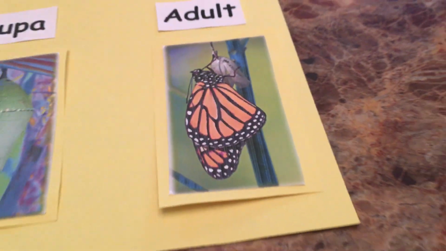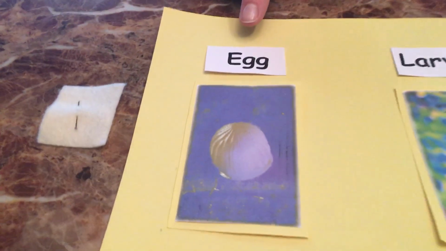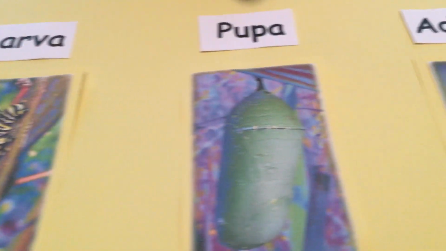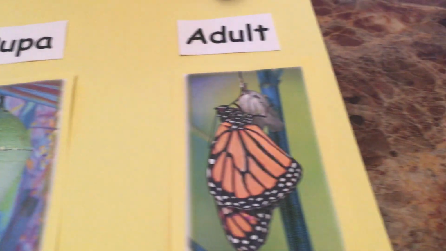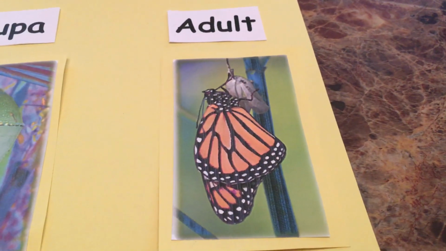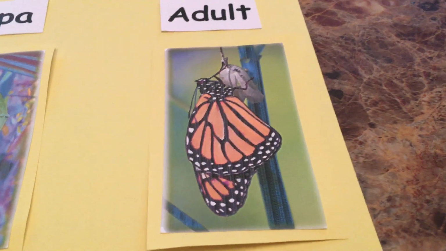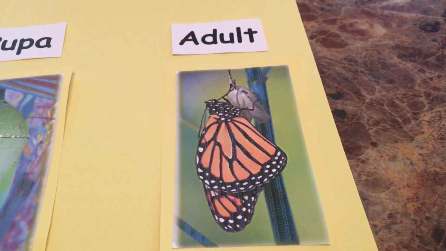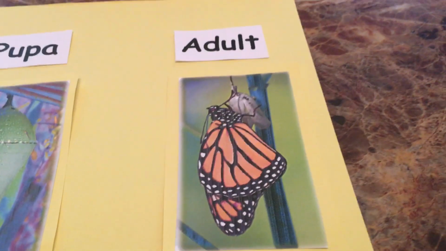So boys and girls, let's take a look again at the 4 stages. It's egg, larva, pupa, and adult. So let's talk about that adult stage. That is when we have a butterfly. Boys and girls, butterflies are insects. Insects have 3 main body parts.